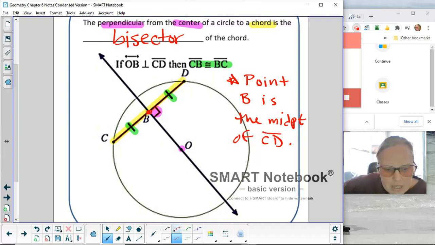Okay, now the key here is that it must pass through the center. This is super important. If it was going anywhere else perpendicular, it wouldn't be folding this circle perfectly in half, so then B would not be the midpoint. So it must go through the center when crossing at a 90-degree angle for this to be true.